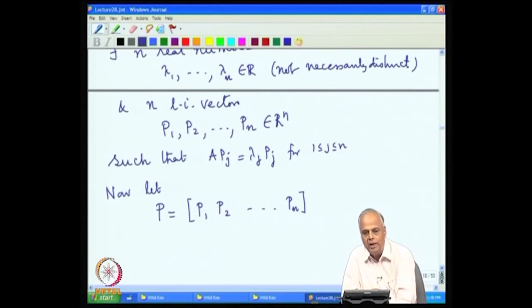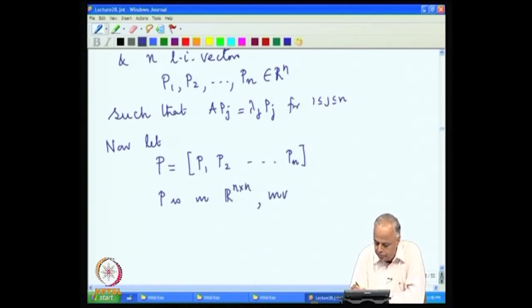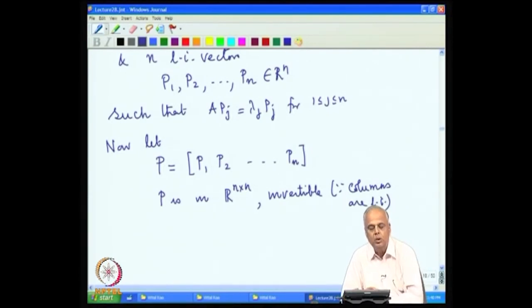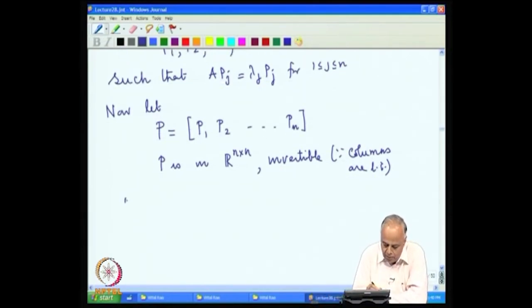Once we are given that there exist these n linearly independent vectors, we construct this matrix P, and since these are all linearly independent, P in R n by n is invertible, because columns are linearly independent. So, we have an invertible matrix. Then what is A p?